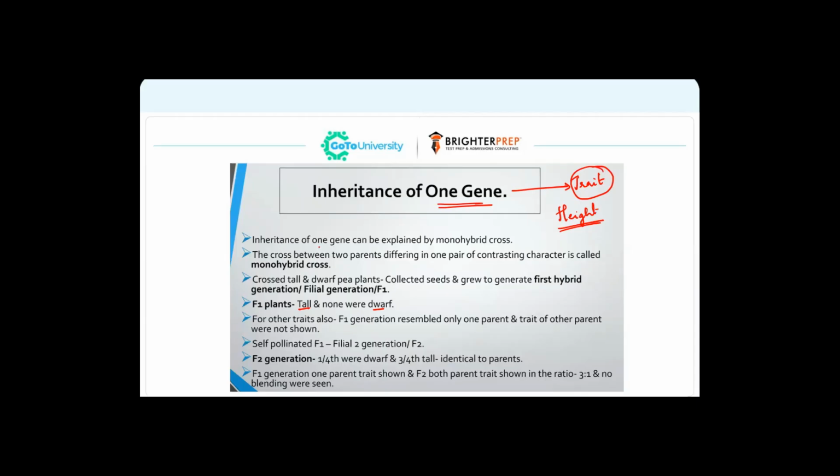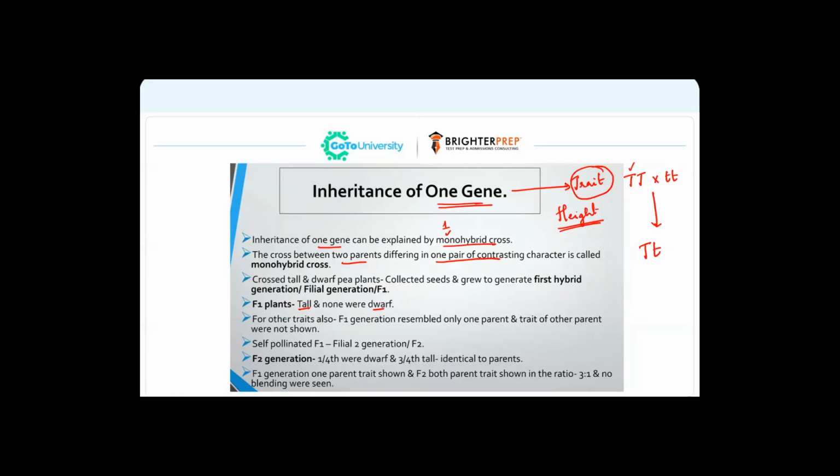Now, inheritance of one gene can be explained by a monohybrid cross. Mono refers to one, so in a monohybrid cross we are considering one particular trait. As we discussed, capital T crossing with small t gives a hybrid, capital T small t. This is a monohybrid cross. That means one particular trait is under consideration, that is the height of the plant. The cross between two parents differing in one pair of contrasting characters is called a monohybrid cross. That is what I mentioned right now.